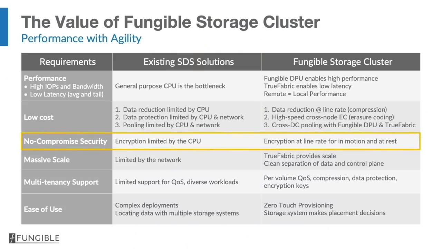Finally, we do cross data center pooling. Our Fungible DPU and TrueFabric enables us to create a storage cluster that can be shared across thousands of racks. This is different from what people are doing today, which is disaggregating within a few racks. Next, let's discuss security. As we know, current systems are limited by the speed of the CPU. The DPU, on the other hand, is able to do encryption at line rate, both in motion and at rest.